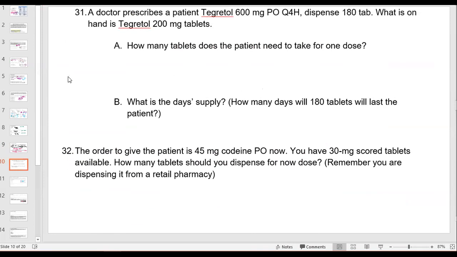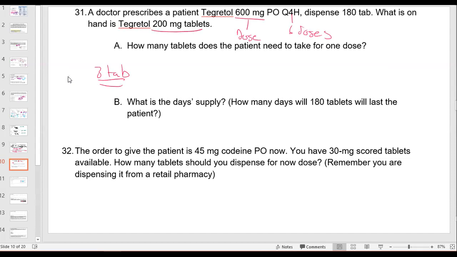Okay, so the doctor prescribes the patient Tegretol 600 milligrams PO Q4. Dispense 180 tablets. What is on hand? It's Tegretol 200 milligrams. What is my frequency here? For Q4, which is 6 doses, right? 6 doses. My dose is 600 milligrams. The form of it is a tablet, okay? So how many tablets does the patient need to take for one dose? 3, right? 3 tablets, because each tablet is what?